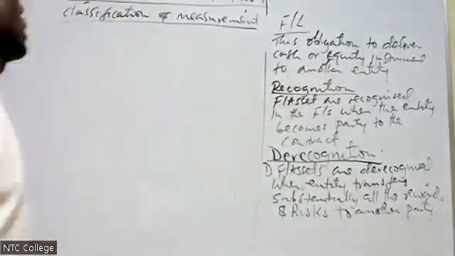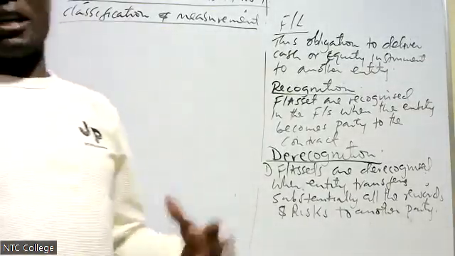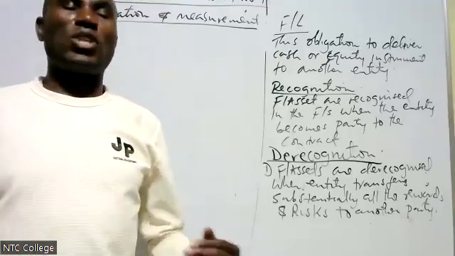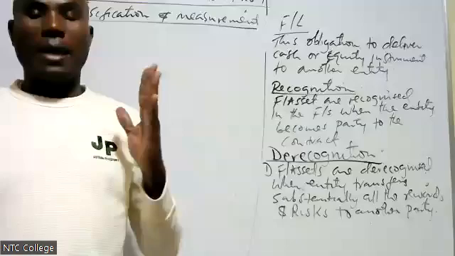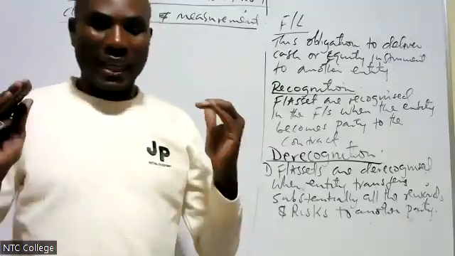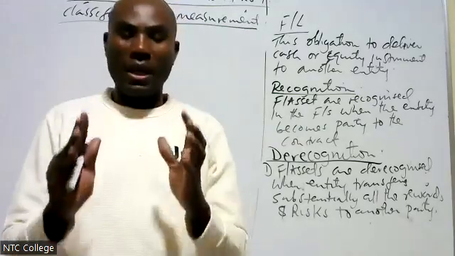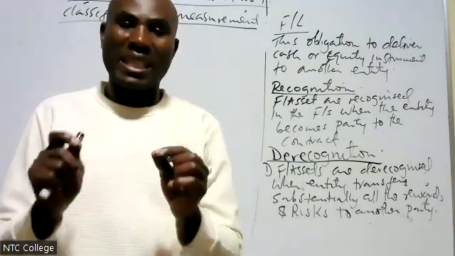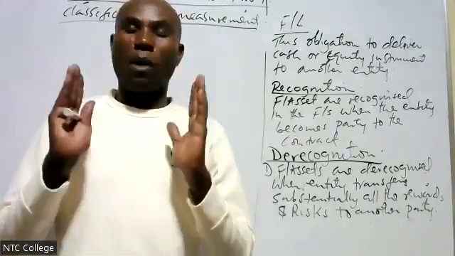Okay, let's begin on classification. Now we know what is a financial asset, what's a financial liability. Now let's go to classification and measurement. When we say classification and measurement, how are we going to report these financial assets and financial liabilities in our books of account, in our books?